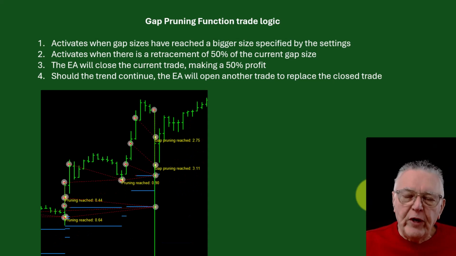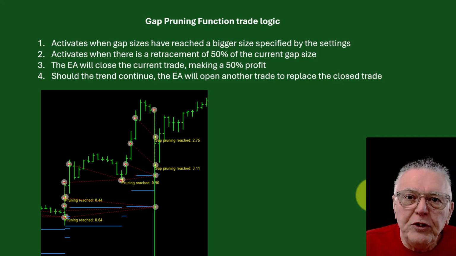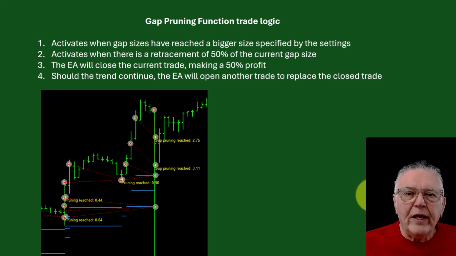Then we have the gap pruning function or option, and the reason that one is in place is that when the market is trending very strongly, the retracements are sometimes not that big, and the gap size could be way too big. So what we've done is we said, okay, when the market's trending strongly, then we will only go for a 50% retracement.